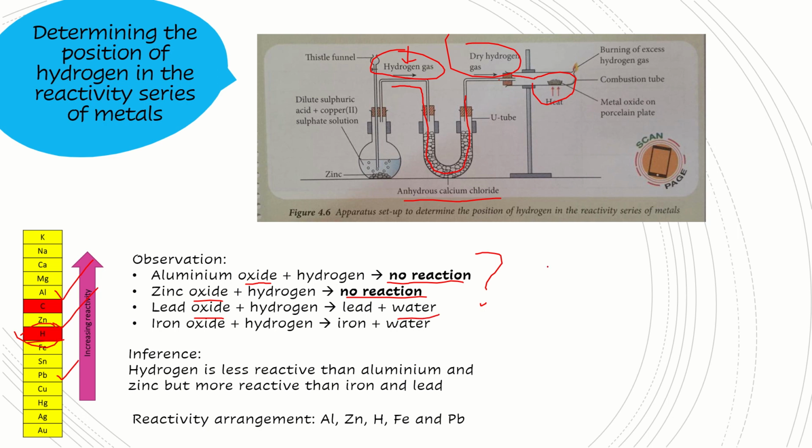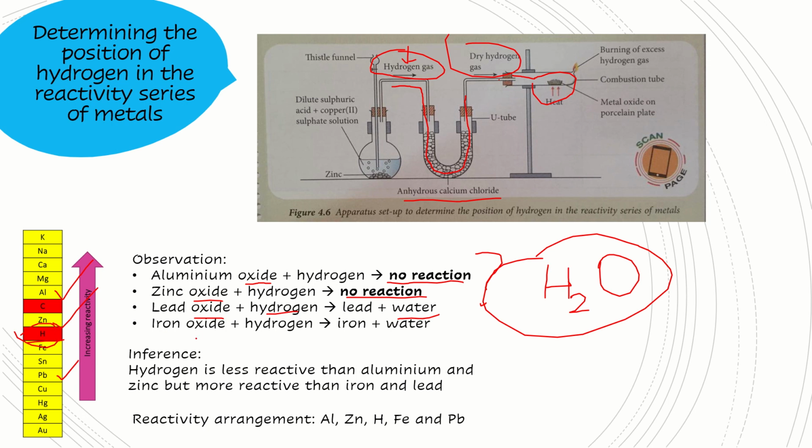As we know, okay, the chemical formula for water is H2O. So hydrogen masa permulaannya di sini, hydrogen, okay, dia ambil oksigen daripada lead ni dan dia bertindak balas dan dia membentuk air, dan tinggallah lead sorang-sorang di sini. Okay, so ini menunjukkan hydrogen is more reactive than lead. Lead is less reactive than hydrogen.